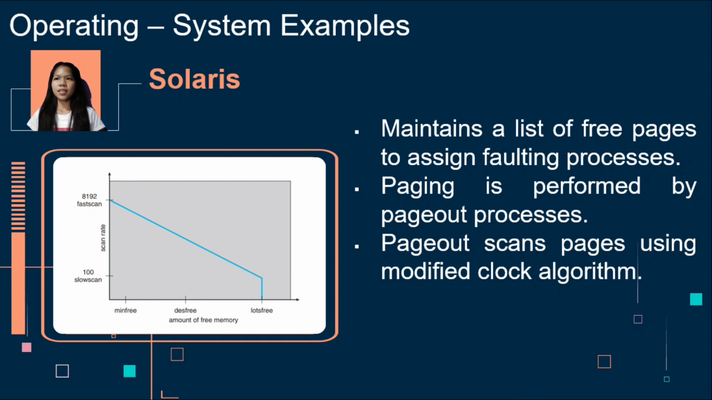Solaris maintains a list of free pages to assign to faulting processes. When a thread incurs a page fault, the kernel assigns a page to the faulting thread from the list of free pages it maintains. Lotsfree represents a threshold parameter, the amount of free memory at which to begin paging. Desfree represents a threshold parameter to increase paging. Minfree represents a threshold parameter to begin swapping. Paging is performed by the pageout process. Pageout scans pages using a modified clock algorithm. Scan rate is the rate at which pages are scanned.